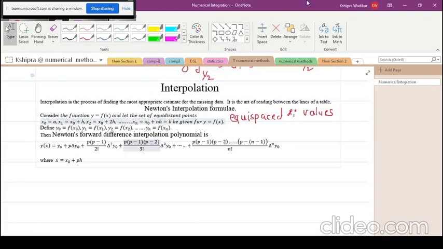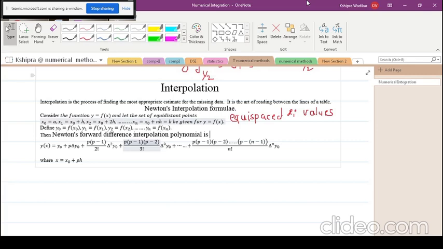So interpolation is the procedure of finding the most appropriate estimate for the missing data. Suppose you have the tabular values given for x values as 0, 1, 2, 3, 4, 5, 6, and you are supposed to find the corresponding y at x equal to, say, 0.2. Then we can apply interpolation. It is the art of reading between the lines of the tabular values. It's not extrapolation, because we are talking about the given range of data only. Within those values we can find out.